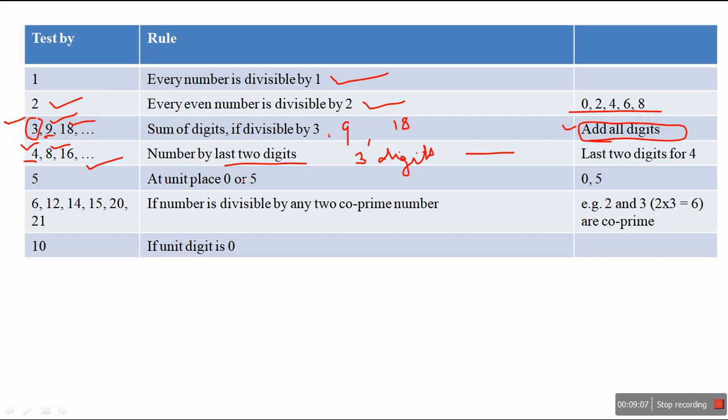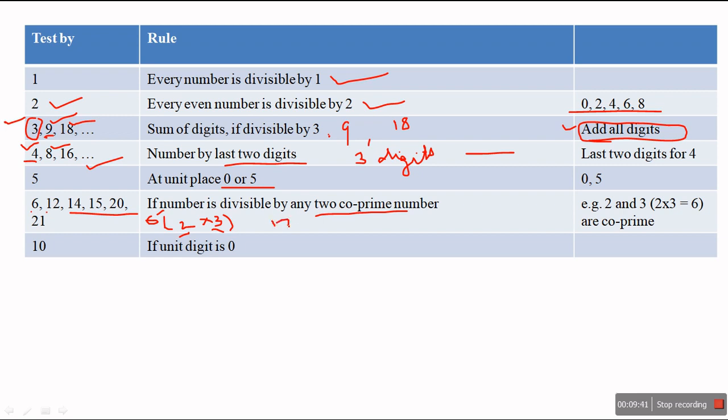For 5, 0 and 5. If the number has 0 or 5, either digit at the unit place, the number is divisible by 5. And for the rest of such numbers, 6, 12, 15, 20, 21, we search for two coprimes. Okay. In case of 6, we have coprimes 2 and 3. HCF between 2 and 3 is 1. So if a number is divisible by 2 and divisible by 3, the total number will be divisible by 6.